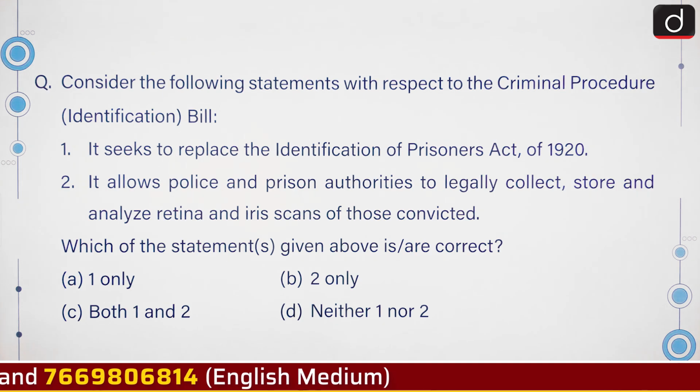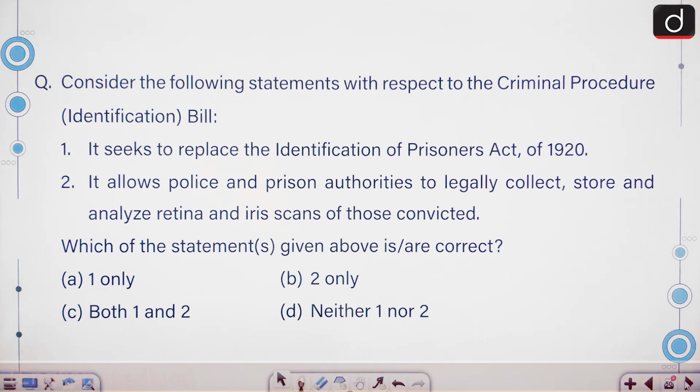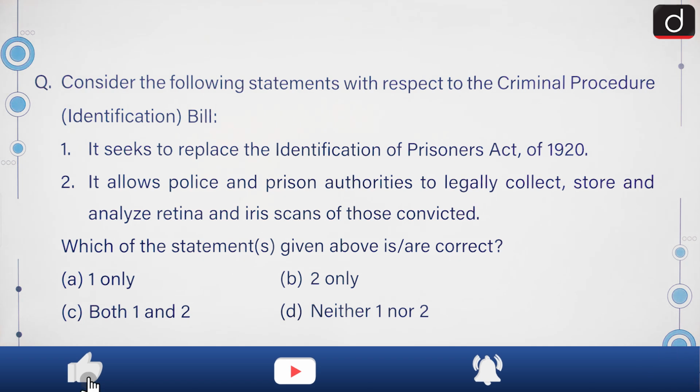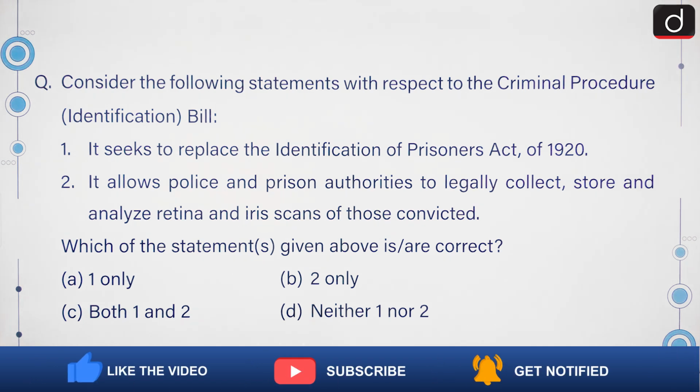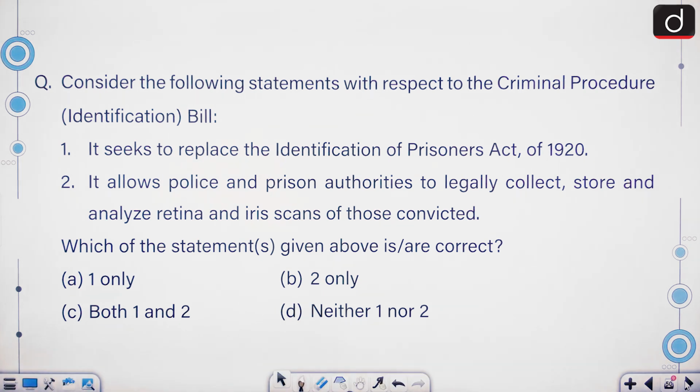Consider the following statements with respect to Criminal Procedure Bill. It seeks to replace the Identification of Prisoners Act of 1920. It allows police and prison authorities to legally collect, store, and analyze retina and iris scans of those convicted. We have to select the correct statement. Both are correct. C is the correct answer.